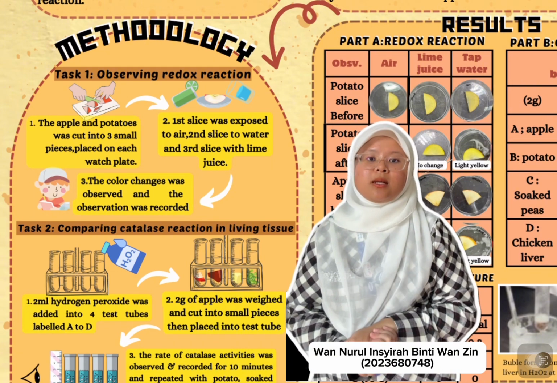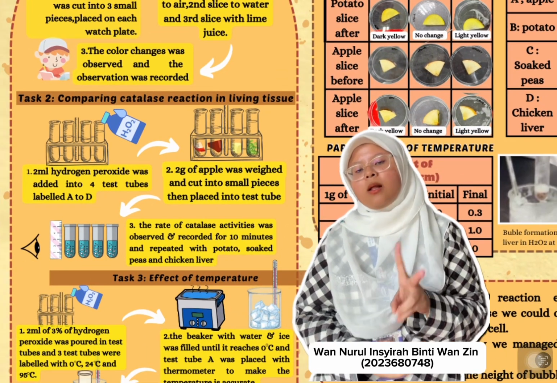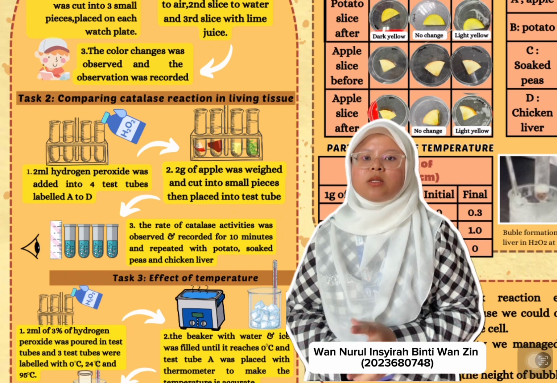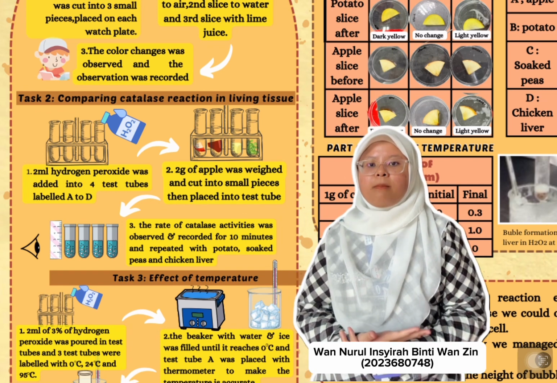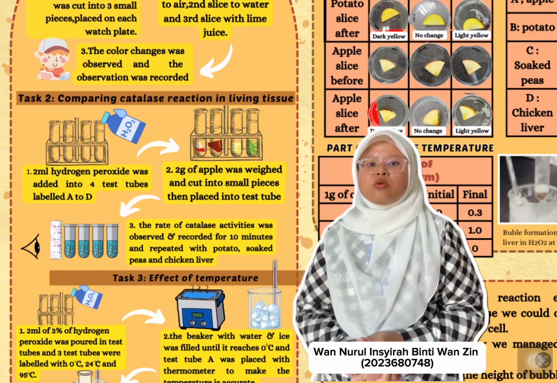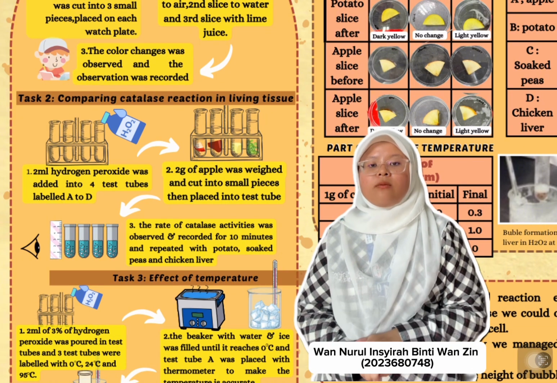Last thing, which is the catalyst activity, we need to use hydrogen peroxide, 2 ml, put into different test tubes labeled A and B, and then cut and weigh 2 grams of apple. And then we need to observe and record the rate of the catalyst activity after 10 minutes.